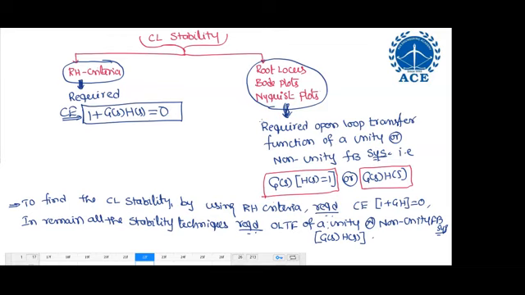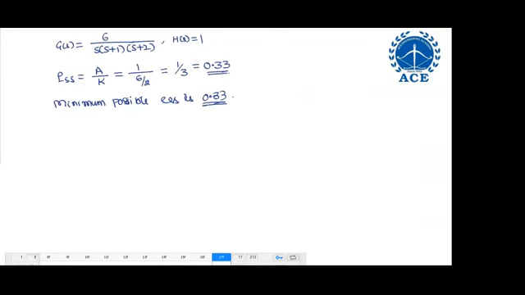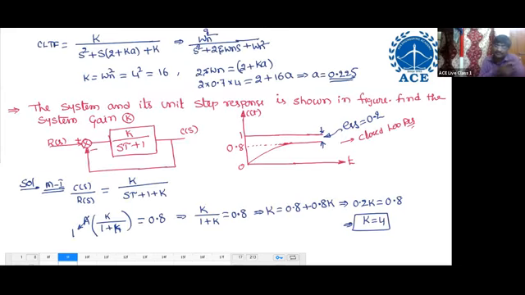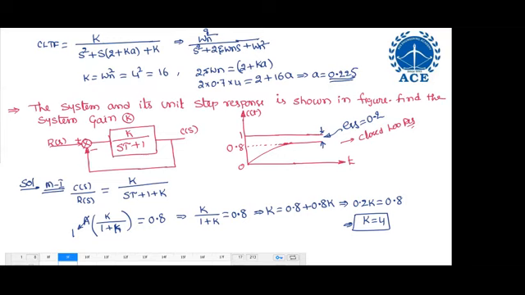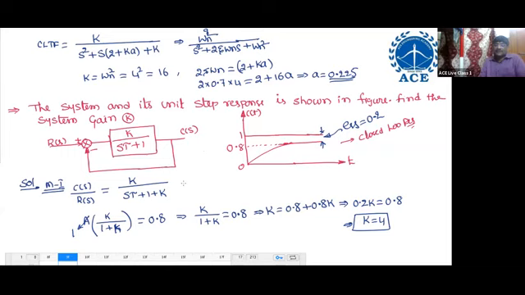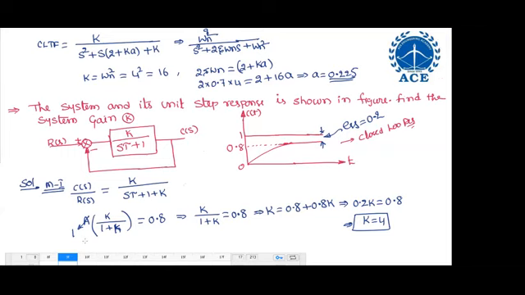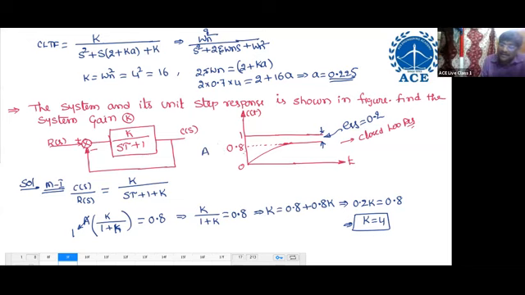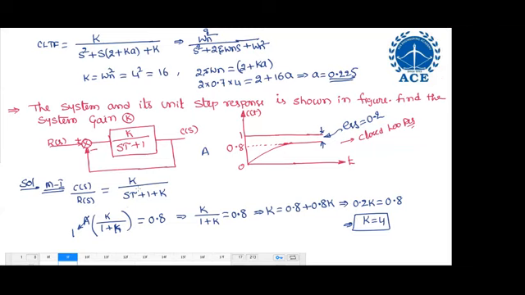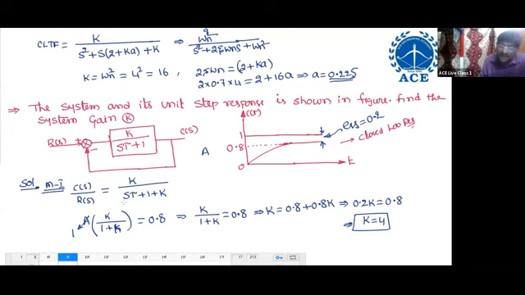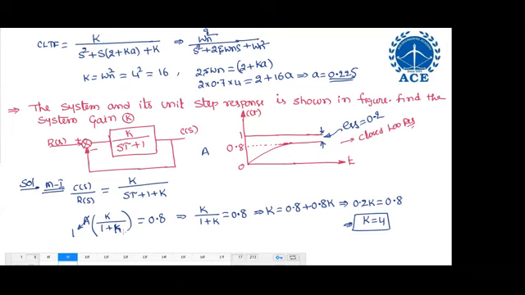Sir, in page number 9, you have written one formula, sir. Which formula? Sir, here 0.8 equals K_A into K by 1 plus K. From where did you get that formula, sir? What is K? K is the gain of the system, na? K is called the closed loop gain here because it is a closed loop system. What is the closed loop gain? K by 1 plus K, numerator constant by denominator constant. What is the numerator constant? K. Denominator constant is 1 plus K. That's all.